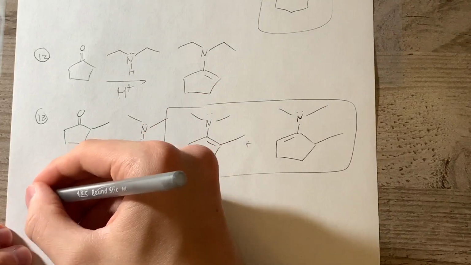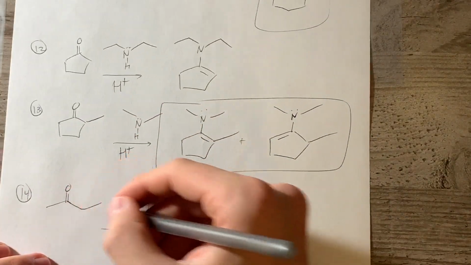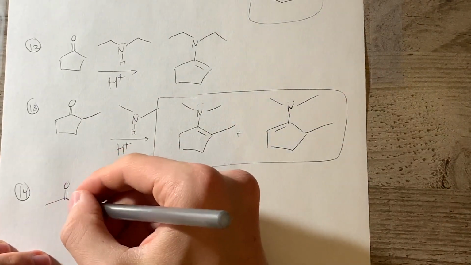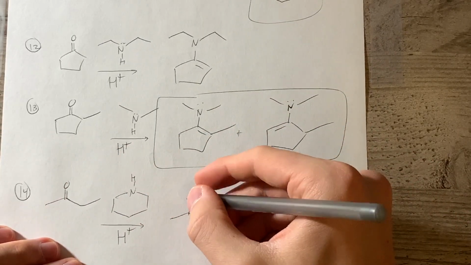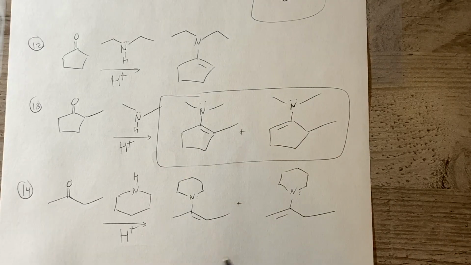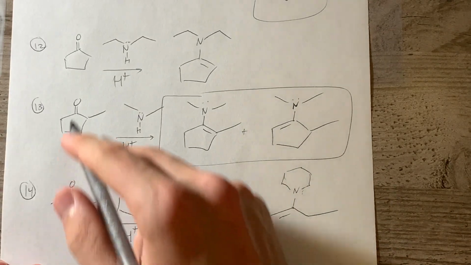The same story with number 14. When we go to form that double bond, we can either put it there or there. So we must show both products, because Dr. MS likes to show both. So that's the enamine, when you have an asymmetric ketone.